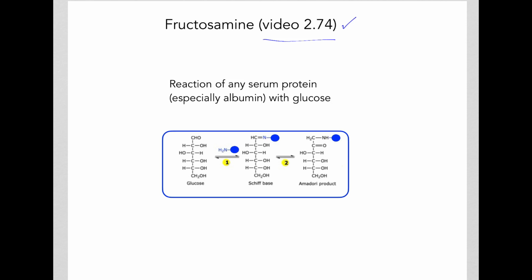In this test, the glucose is reacting with any serum protein that has amines that are accessible to it. Now, the most abundant serum protein is albumin. So in general, when we say fructosamine, we usually mean the amount of glucose bound to albumin. The reaction is essentially the same. The only difference is instead of hemoglobin here, we have albumin. The glucose reacts with the amine of the albumin, forms a Schiff base, and then rearranges to form an amadori product. And now we have glycated albumin.